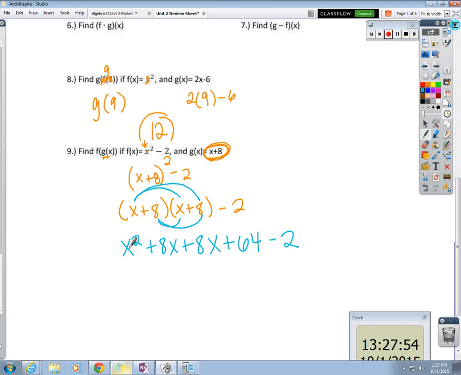Combine like terms. Okay, starting with the x squared. Can anything combine with it? No. So just bring it down and then mark it out so you know you're done with it. Then we move to the 8x. Can it combine with anything? Which makes 16x. Okay, then we move to the 64. Can it combine with anything? 62.